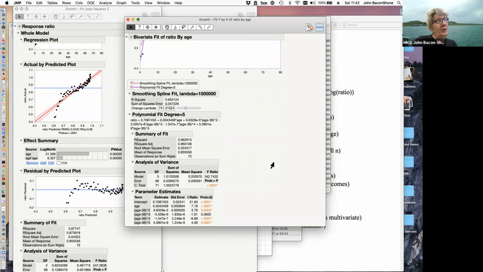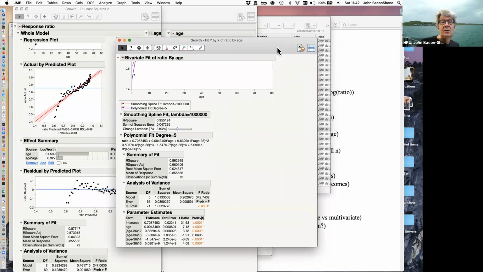So let's say that we were talking to a pediatrician. He says, can you please give me a good model to explain the relationship between ratio and age? It's a little hard to explain what's going on here, right? How do we explain this model? What do all these coefficients mean? That's really a little bit hard to explain.